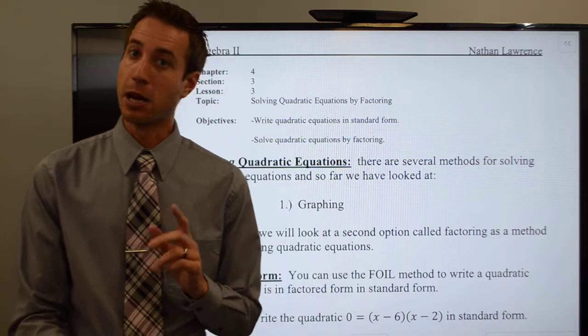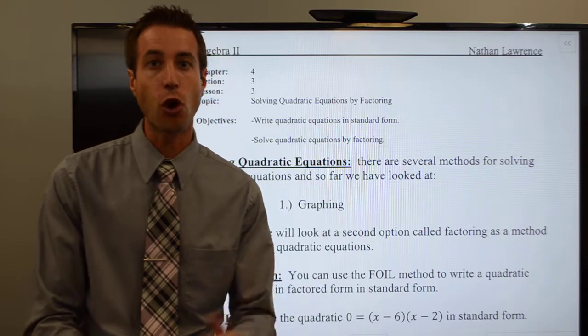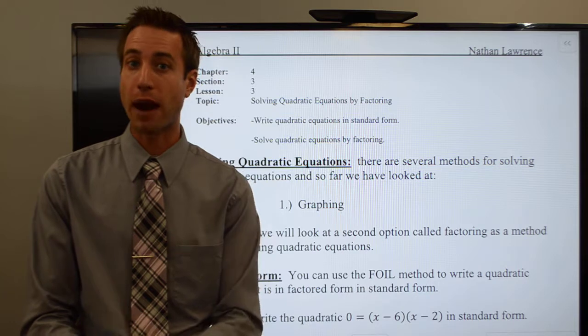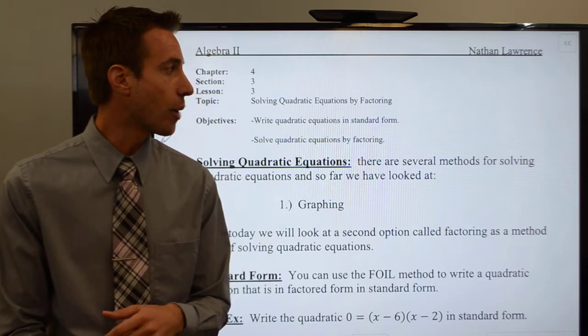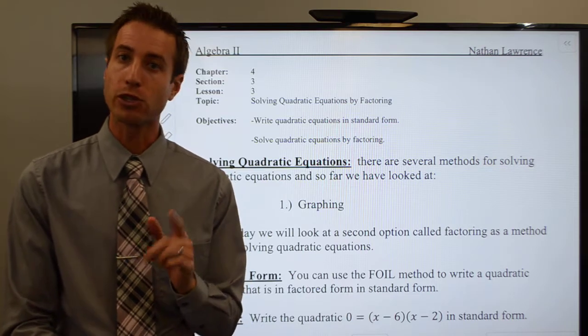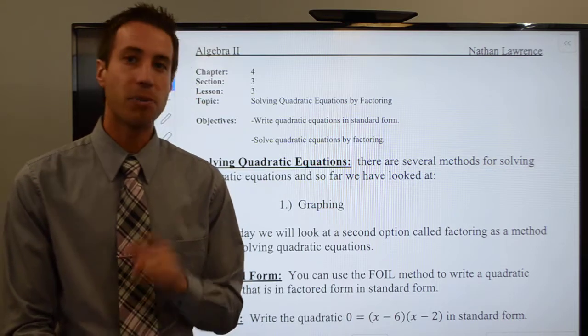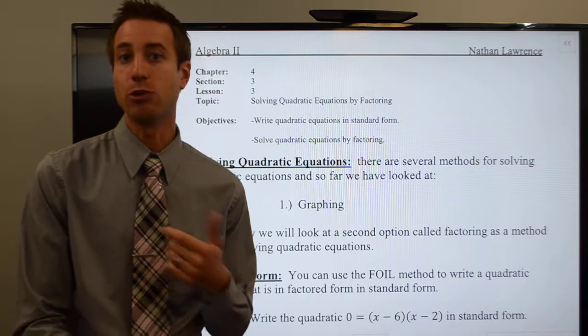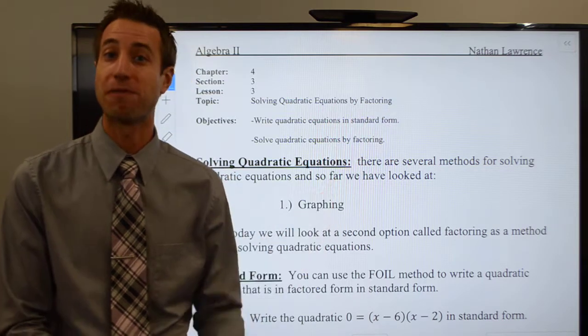What we have been doing previously was solving quadratics by graphing. And now what we're going to do in Section 3 is the exact same thing. We're going to solve quadratic equations, but now we're going to do it by using some algebra or factoring.